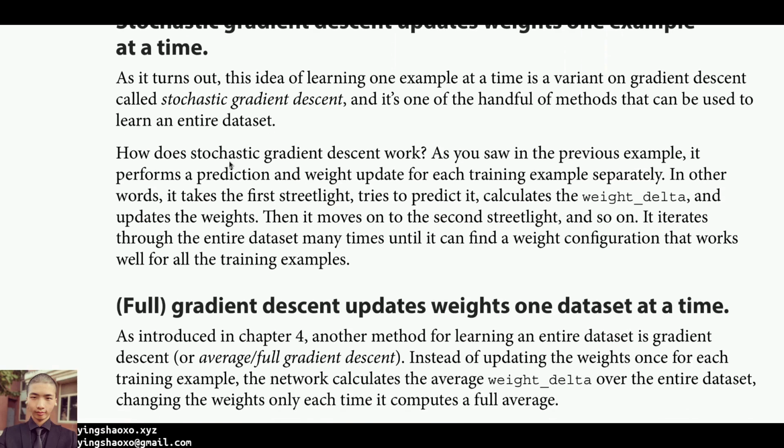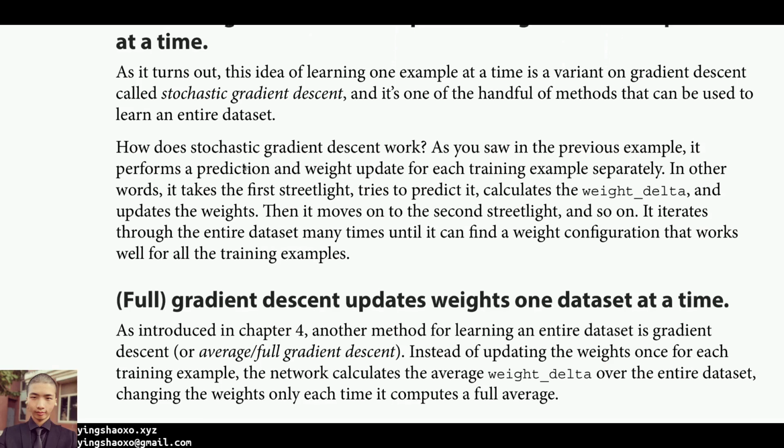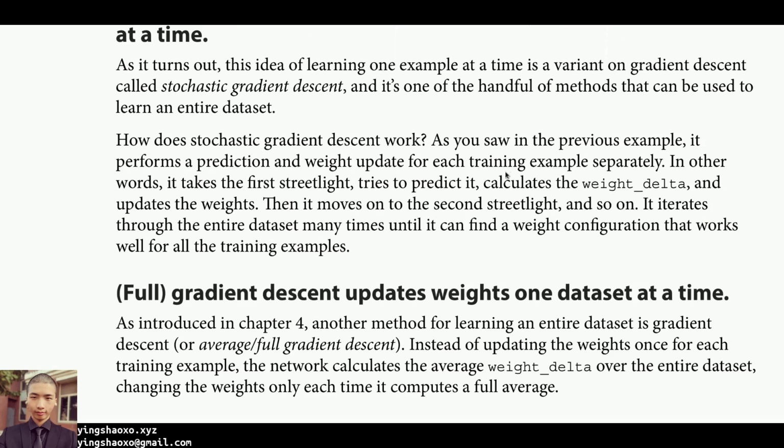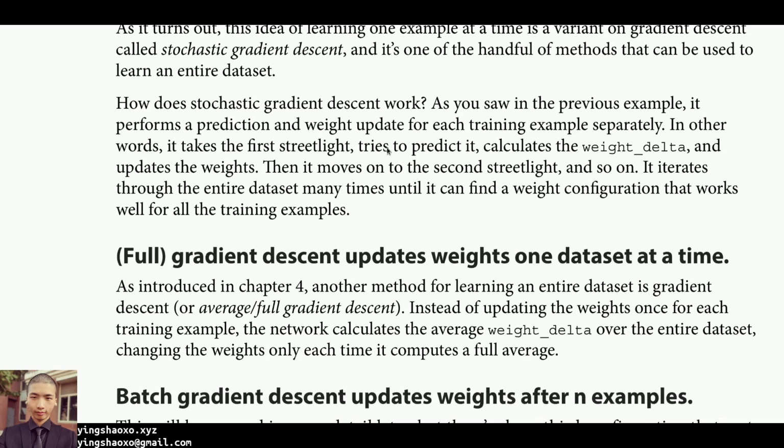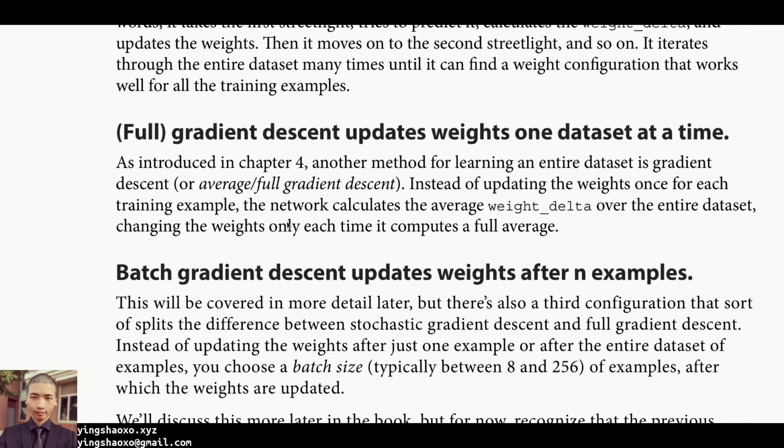How does stochastic gradient descent work? As you saw in the previous example, it performs a prediction and weight update for each training example separately. In other words, it takes the first streetlight, tries to predict it, calculates the weight delta, and updates the weights. Then it moves on to the second streetlight and so on. It iterates through the entire dataset many times until it can find a weight configuration that works well for all the training examples.